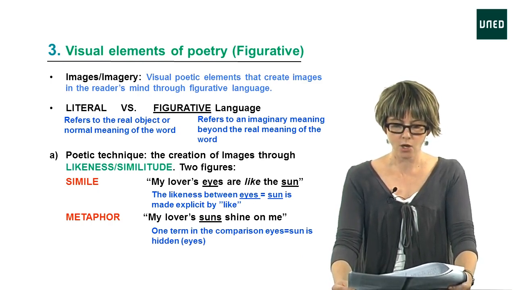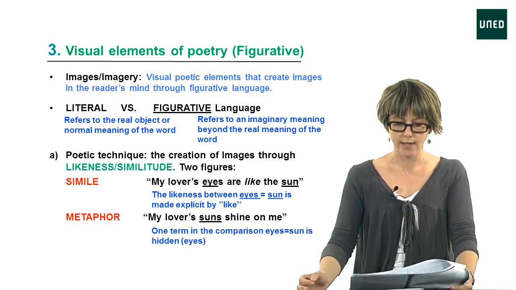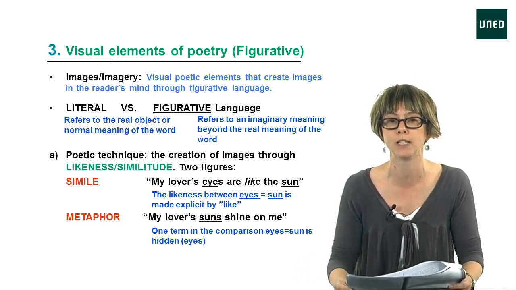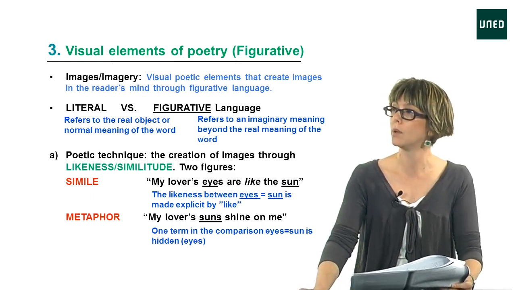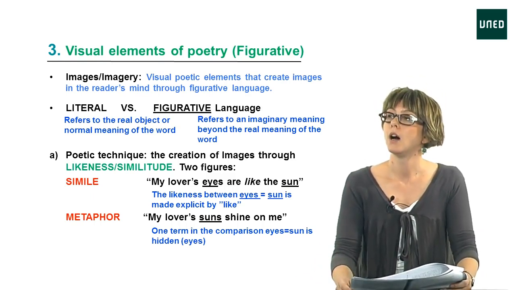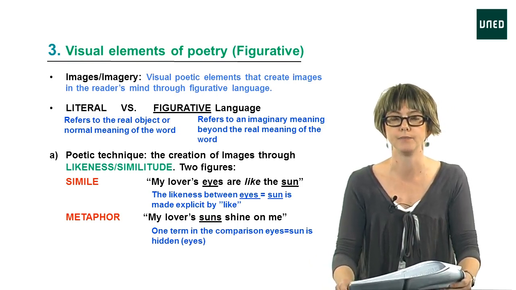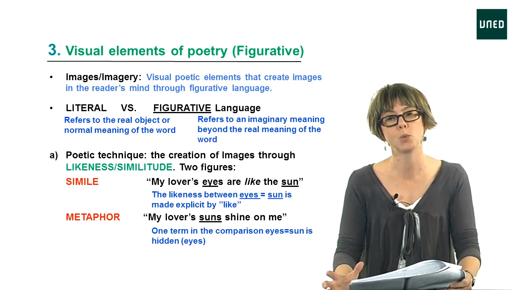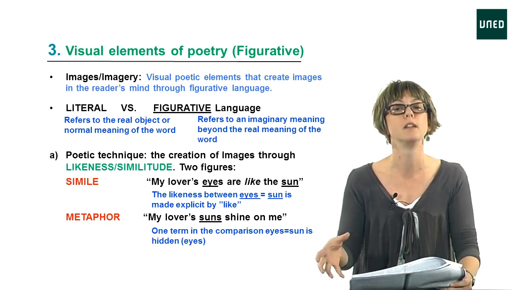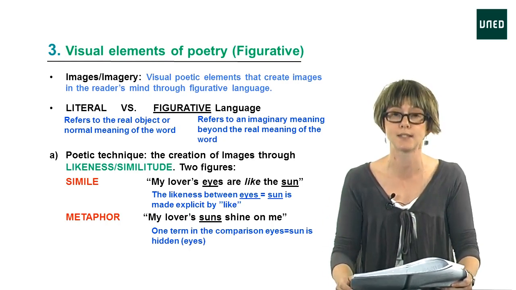Okay, let's talk about poetic techniques related to figurative language that create images through likeness or similitude. We will talk about two figures here, simile and metaphor. As an example of simile, we will use the line, "My lover's eyes are like the sun." In this line, the likeness between eyes and sun is made explicit by the word like. And this is what makes this line, this figure or image, a simile.